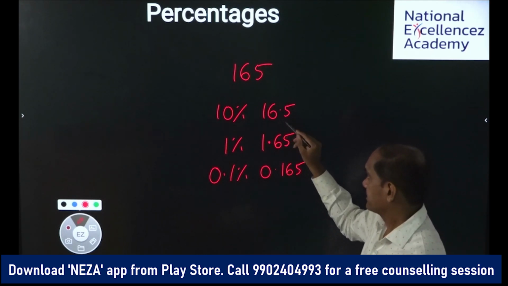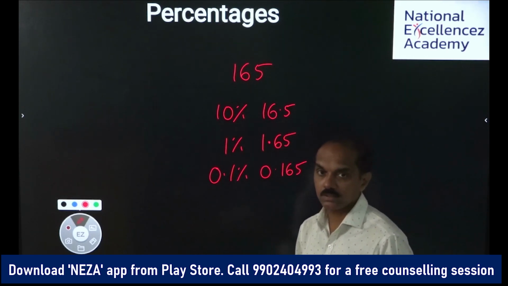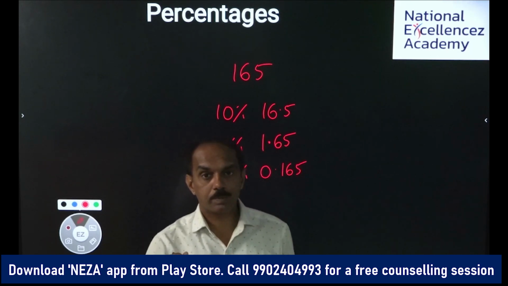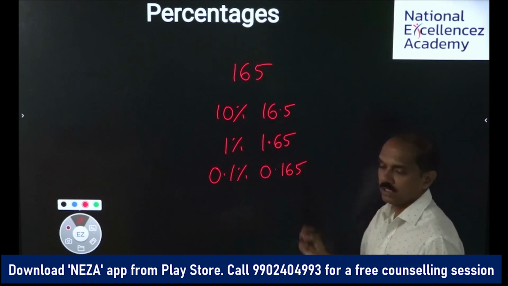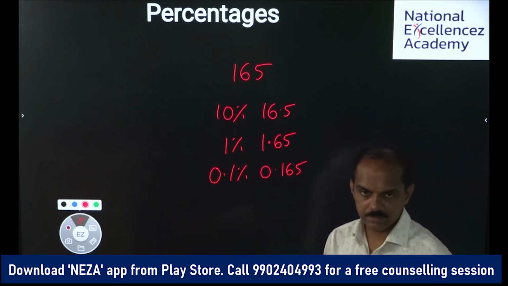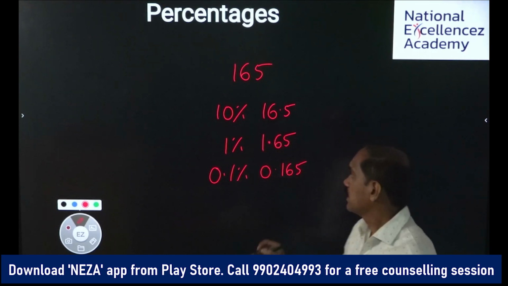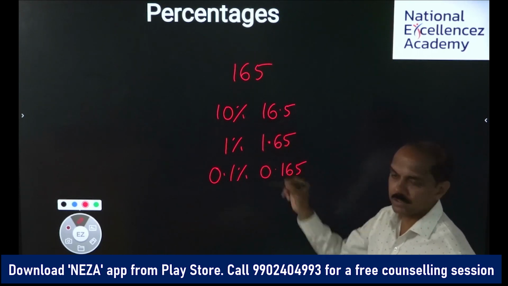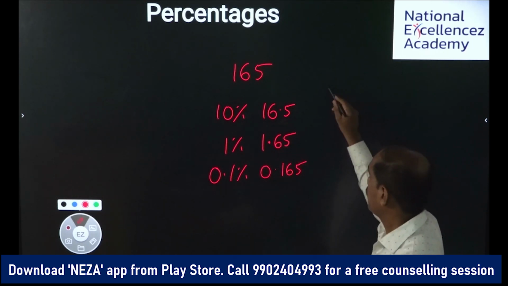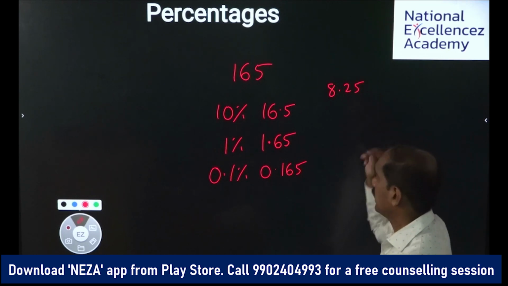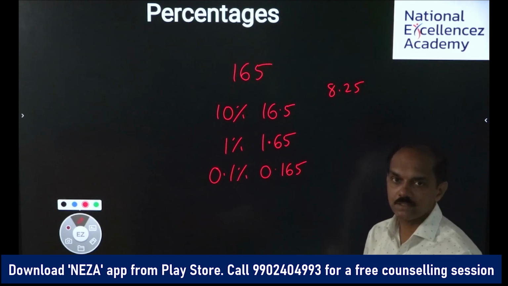See here, friends. When I say 16.5, we are not comfortable. But when we say 16 rupees 50 paise, then we are comfortable, right? So wherever we come across points, decimals, convert them into rupees and paise. 16 rupees 50 paise, that is 10%. Half of this is 5%, which is 8 rupees 25 paise. 8.25 is 5% of 165.